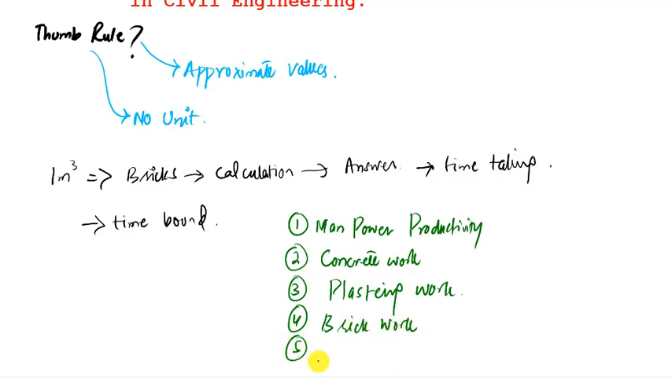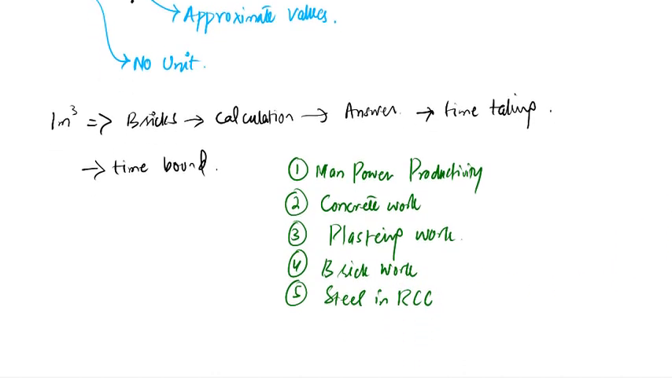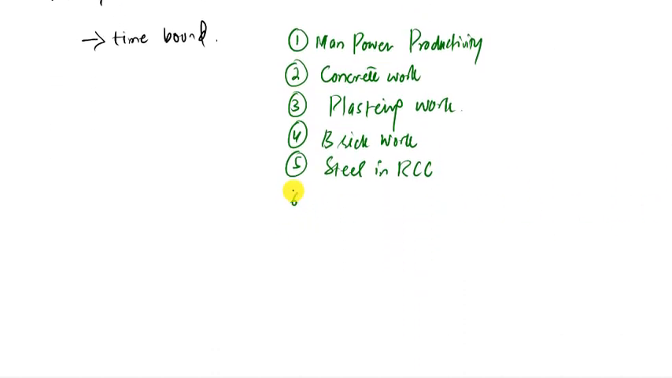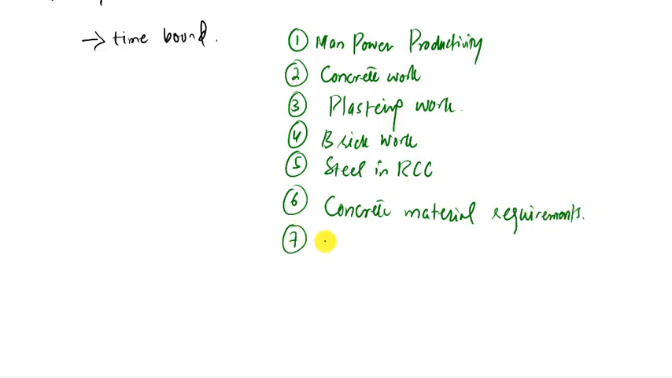and then we will discuss the thumb rules for steel in RCC structures, and we will also discuss the thumb rules for concrete material requirements, and then last we will discuss the thumb rules for shuttering work. So we are going to discuss thumb rules for all these one by one.